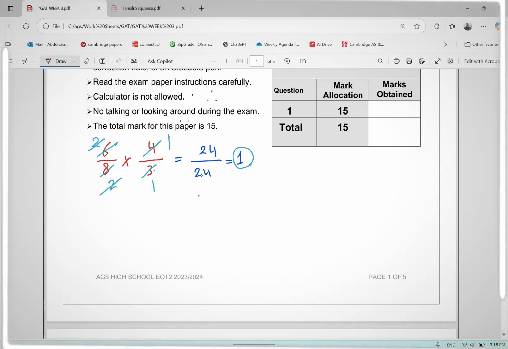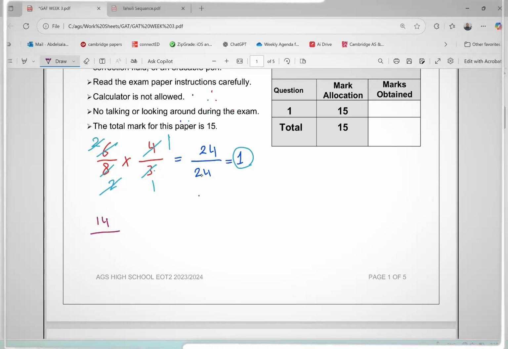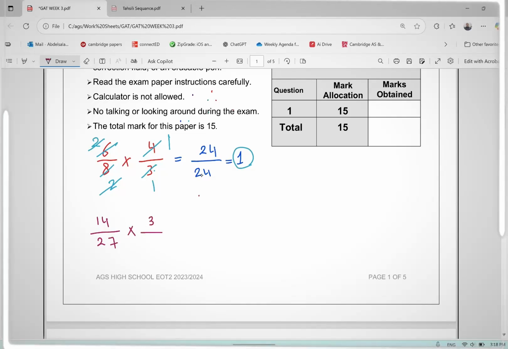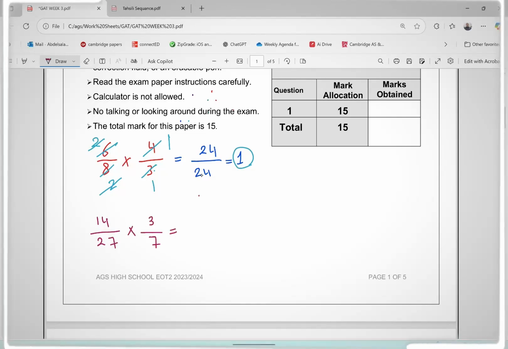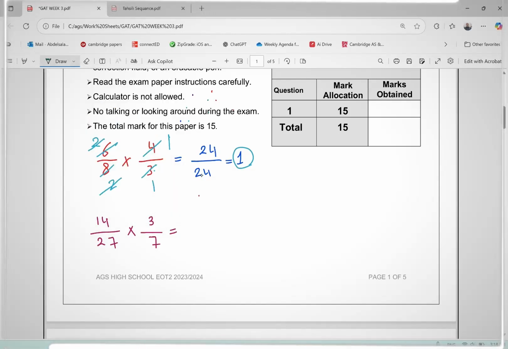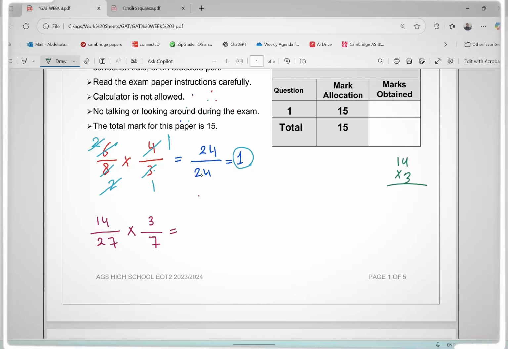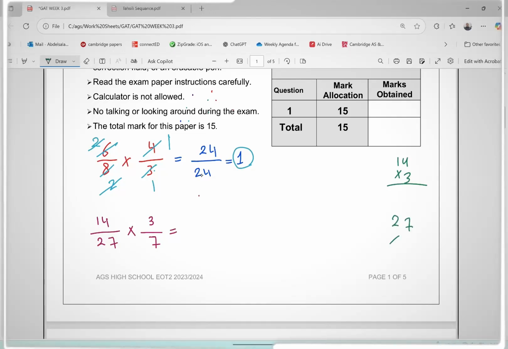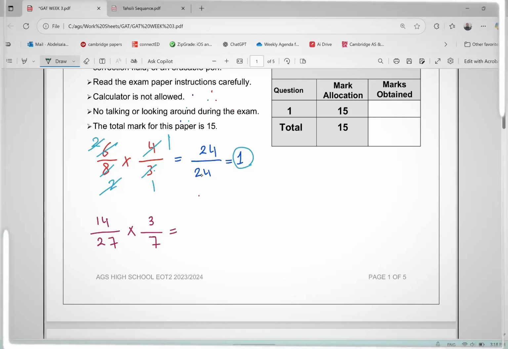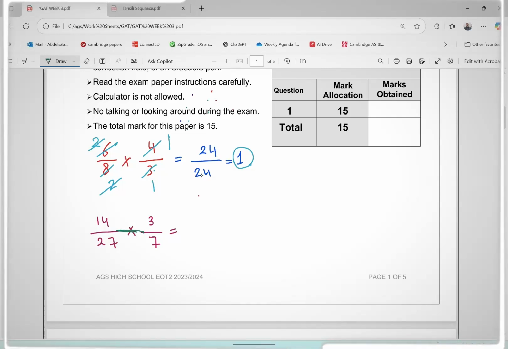If you have another question like 14 over 27 times 3 over 7. Now, if I try to multiply 3 times 14, I have to multiply it vertically. I have to write here 14 times 3, and then I multiply it. Takes time. And if I want to multiply 27 times 7, also takes time. But actually, you can consider it as one fraction. I prefer to consider this multiplication as one fraction.